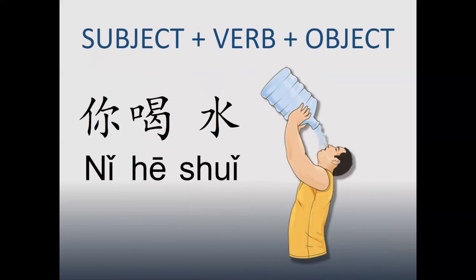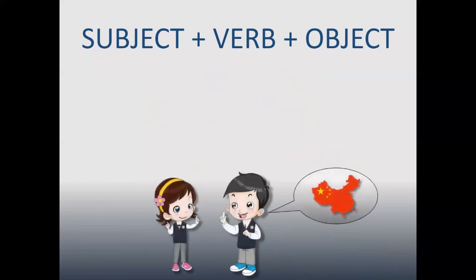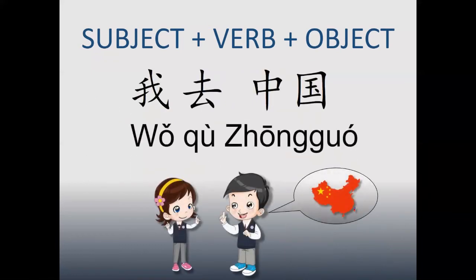You drink water. 你喝水. I go to China. 我去中国. Very interesting here. We don't need any preposition in order to express go to a place. We just say 我去中国.